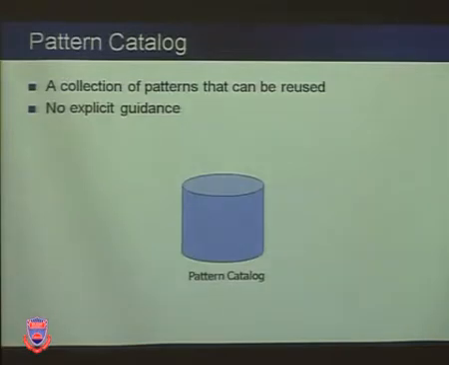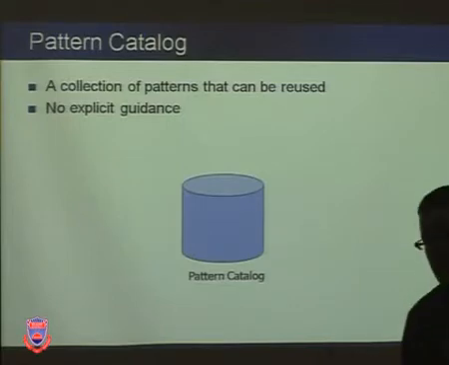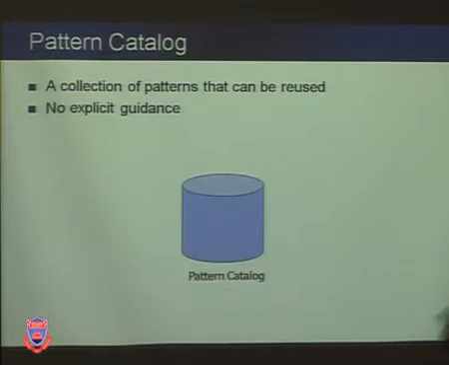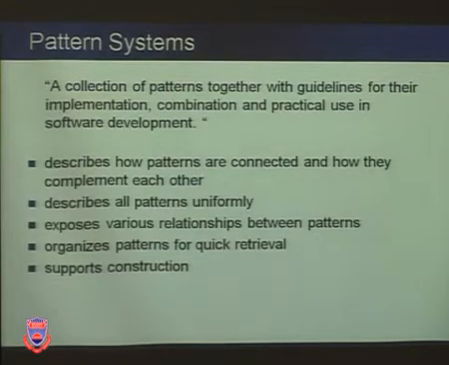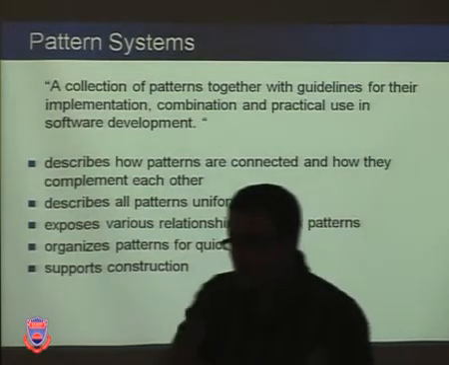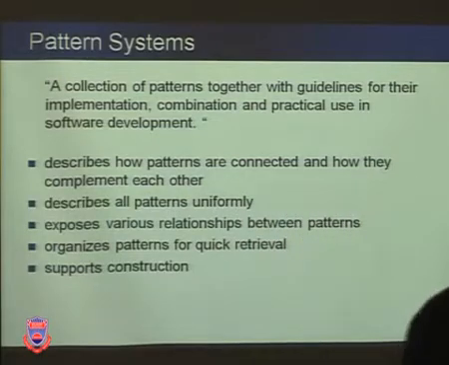So what we should do is put these in pattern catalogs. A pattern catalog is a collection of patterns that can be reused. It's called a catalog if you don't have explicit guidance. It's just up to you, you select what you need. We call it a pattern system if you add explicit guidance. You have a collection of patterns together with guidelines for their implementation, combination, and practical use in software development. It describes how patterns are connected, how they complement each other, describes the patterns uniformly, exposes various relationships between these patterns, organizes patterns for quick retrieval, and supports construction. So it doesn't just list the patterns, but also gives some guidance. And then we say it's a pattern system.